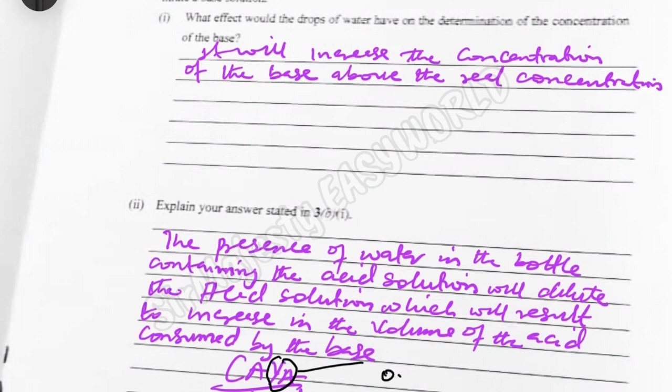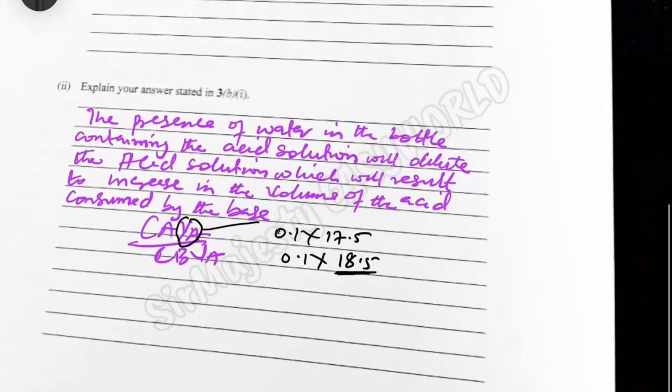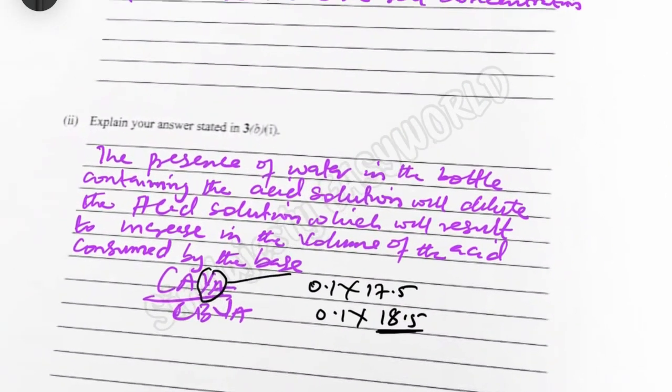Let's assume that we have 0.1 times 17.5 like we saw previously. If you dilute the acid more, what we are going to have will be 0.1 times something like 18.5. So you have increased the value, the VA, which automatically makes CAVA higher than CBVB, and the answer you get will be higher than normal. So that's the possible explanation to what happens in 3bii. Okay, we'll see question C.